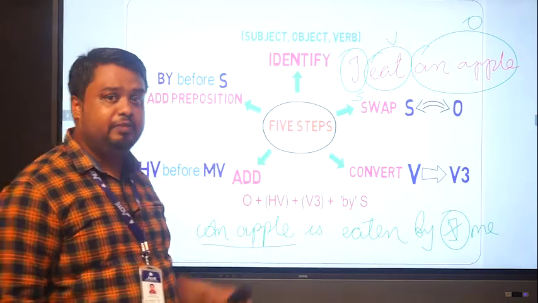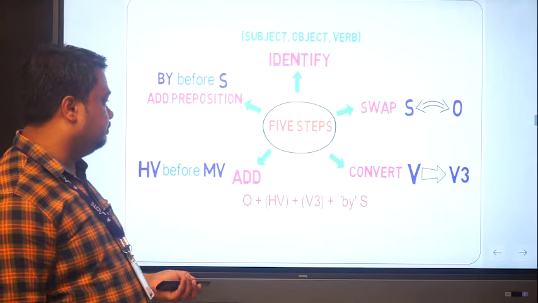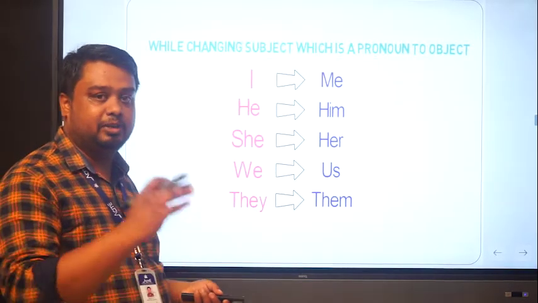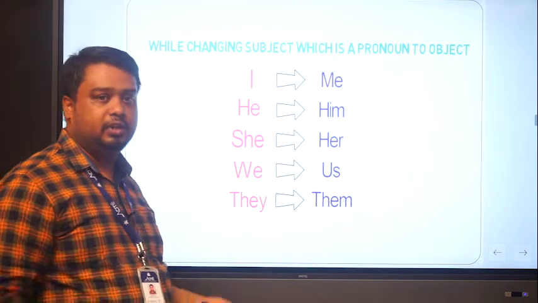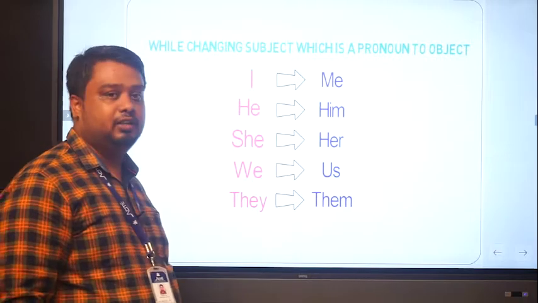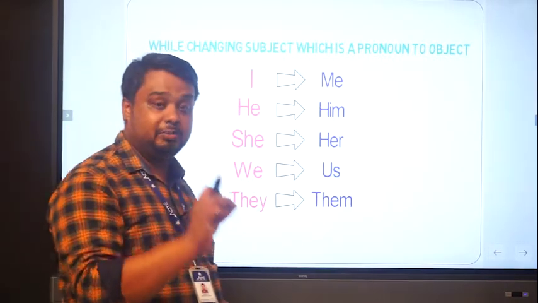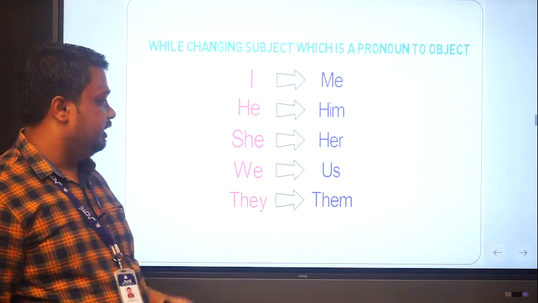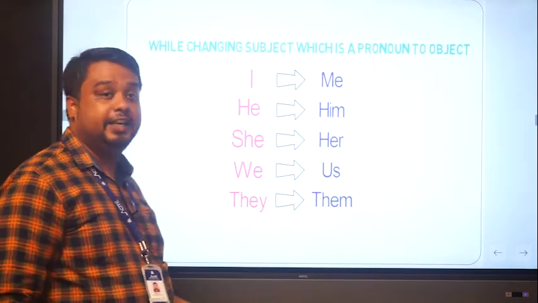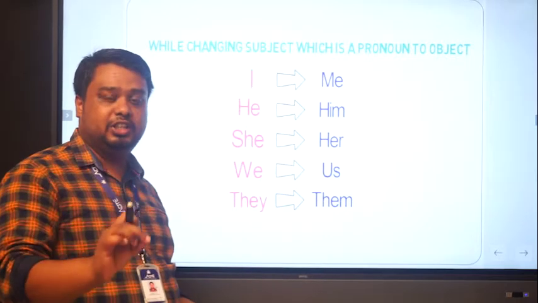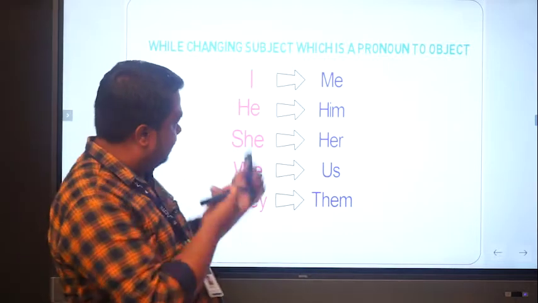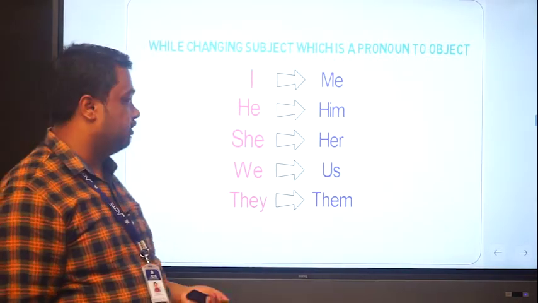It's a personal pronoun. So when we have personal pronouns, the subject gets changed like this. I becomes me. An apple is eaten by me. He becomes him. He eats an apple. An apple is eaten by him. She becomes her. She eats an apple. An apple is eaten by her. We eat an apple. An apple is eaten by us. They eat an apple. An apple is eaten by them. Remember, when we have personal pronouns, the subject gets changed this way. Hope you got it, right?